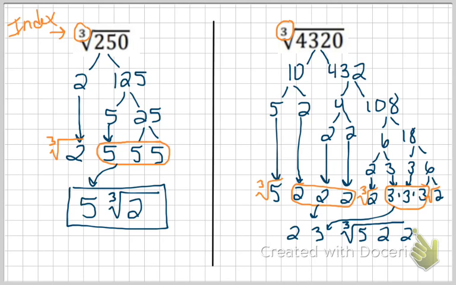So what we do with all these numbers is we're going to multiply them. So this becomes 5 times 2 times 2, which gives us 5 times 2 is 10, times 2 is 20. And between these two groups, 2 times 3 is 6, and that is how we would write our answer in simplified form.